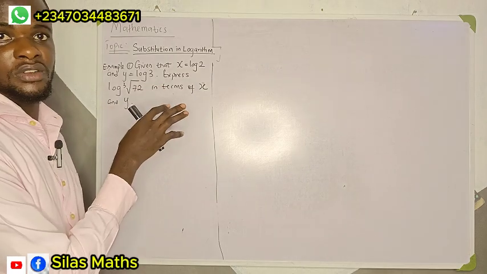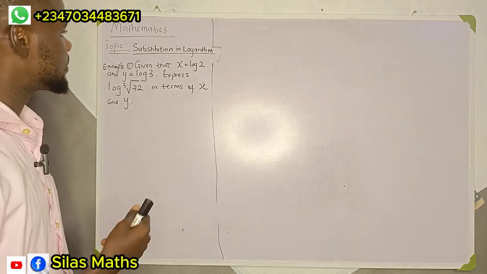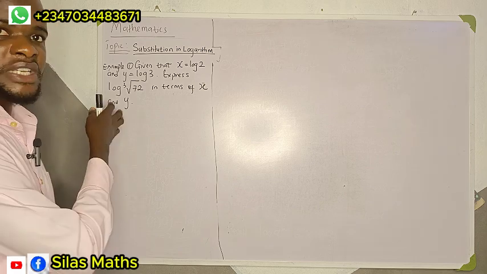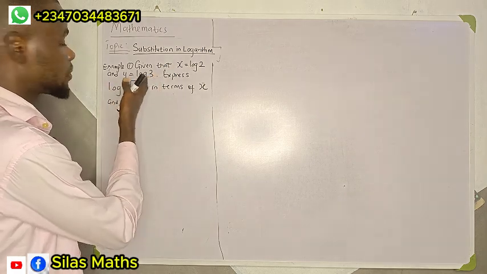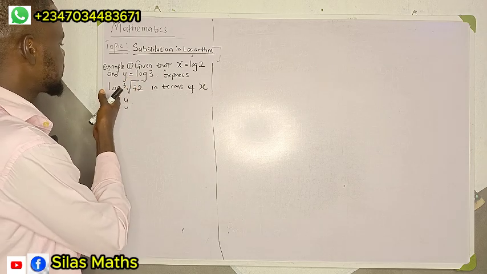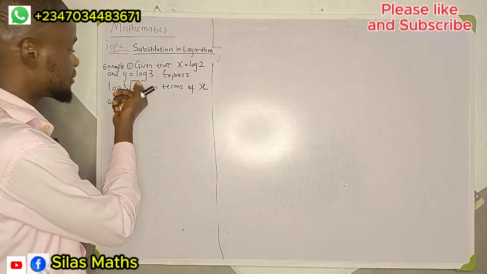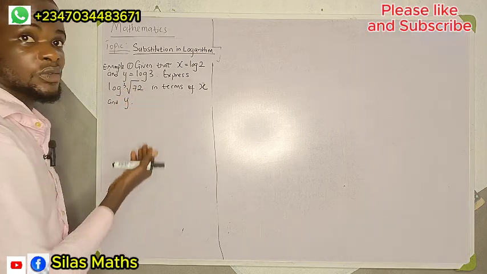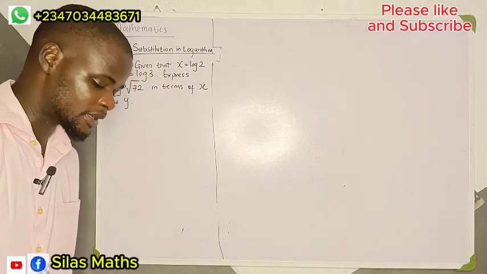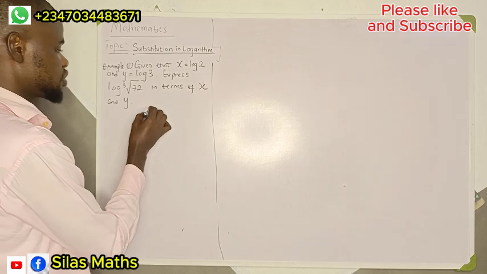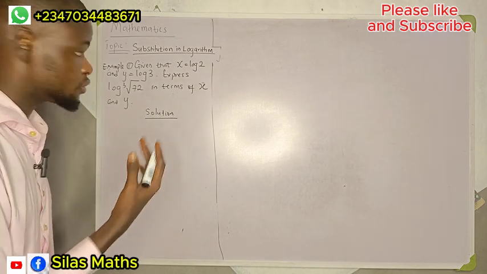Logarithm by substitution, or solving logarithmic problems by substitution. How do I solve this kind of problem? The question reads: given that x is equal to log 2, y equal to log 3, express the log of cube root of 72 in terms of x and y. So I'm giving a condition here. I'm not just solving this problem, but I'm solving the problem with conditions. So I'm going to write my solution first. That's my first step, solution.